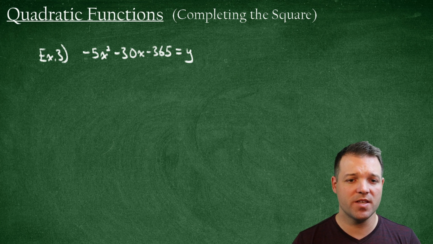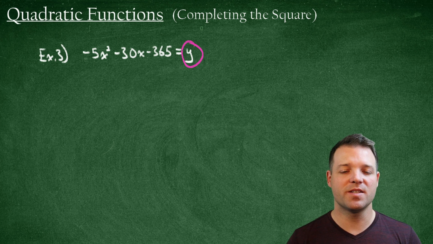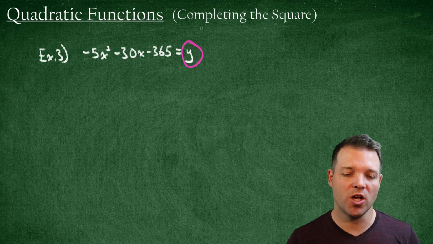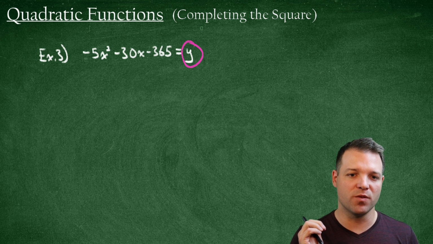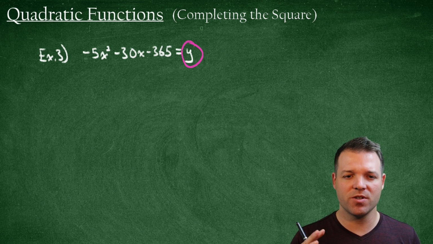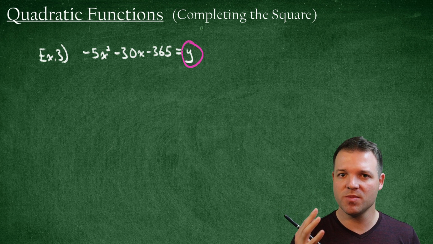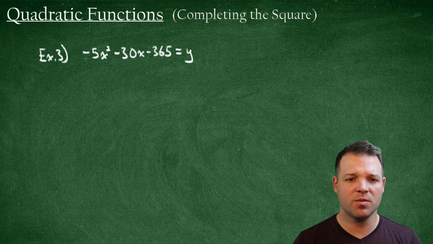Let's go ahead and try this one. So this one is definitely more difficult because I'm not actually going to solve. I'm just going to complete the square to put this into transformation form. If I wanted to solve, which maybe we will at the end, then I would simply just say, okay, well now y is going to be 0 because that's where the x-intercepts or the roots are. Okay, let's go ahead and apply our method.